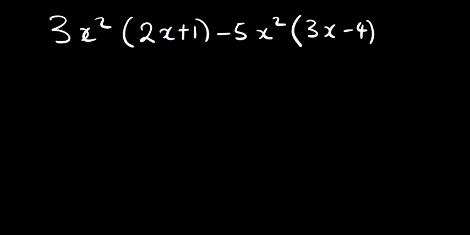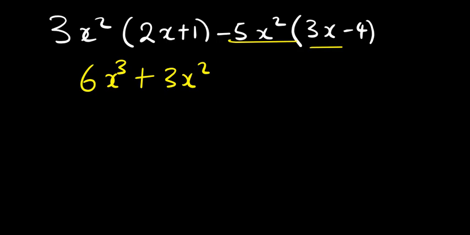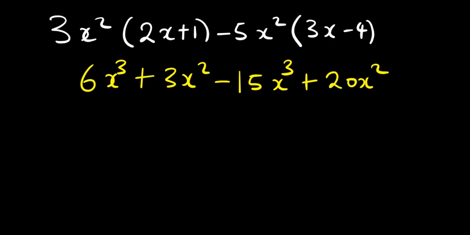So this time around, I'm going to have 6x to the power 3 plus the 3x squared multiplied by the 1. I'm just going to have a 3x. I'm going to have 3x squared. Then negative 5x squared multiplied by 3x, I'm going to have negative 15x to the power 3. Then negative 5x squared multiplied by the negative 4 there, I'm going to have positive 20x squared.